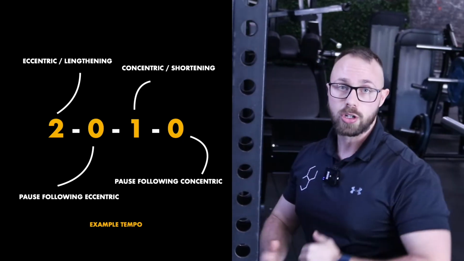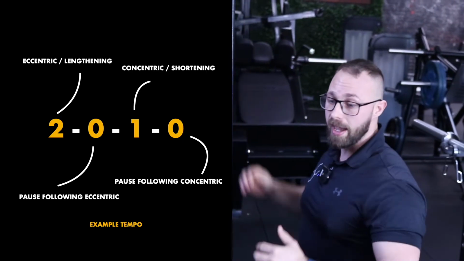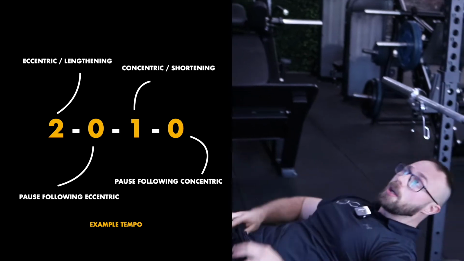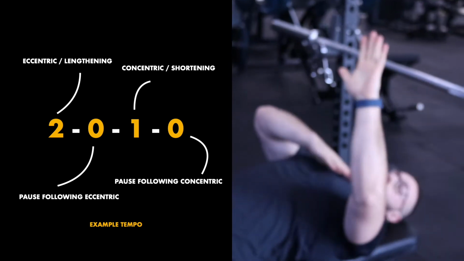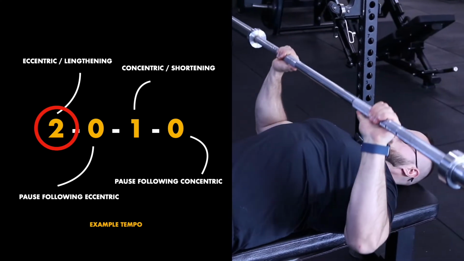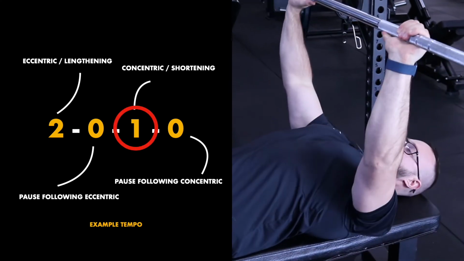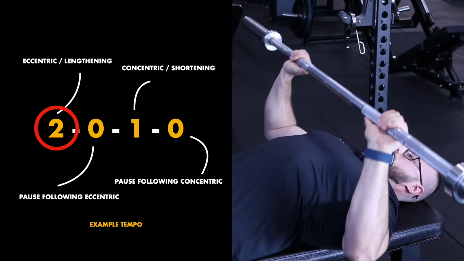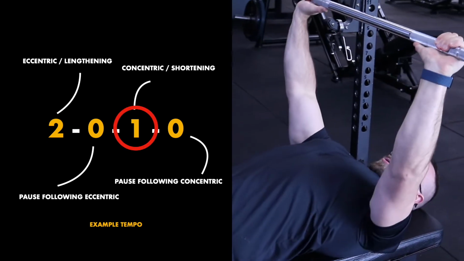So let's take an example of just a 2-0-1-0 tempo. We'll go a nice basic one there. I'm going to get under my barbell. Because I'm beginning eccentric, pec lengthening, I'm coming under. It's going to be 1, 2, no pauses, straight into a 1-second contraction. 1, 2, 1-second contraction.